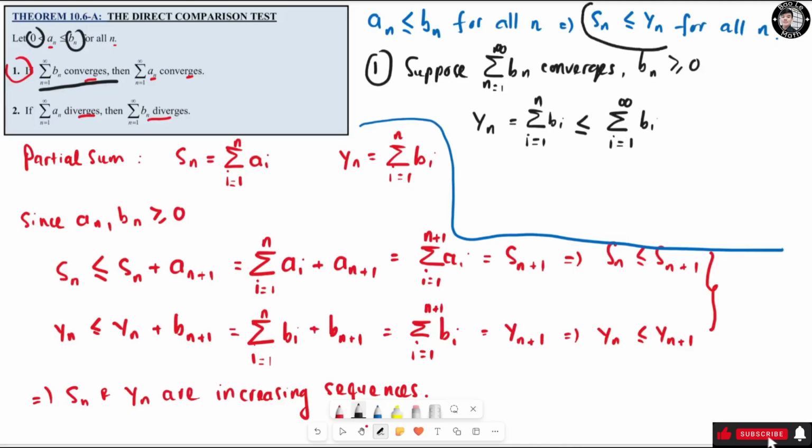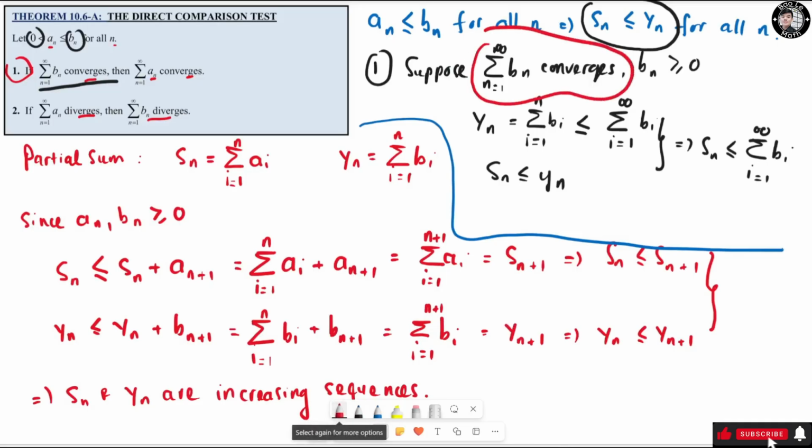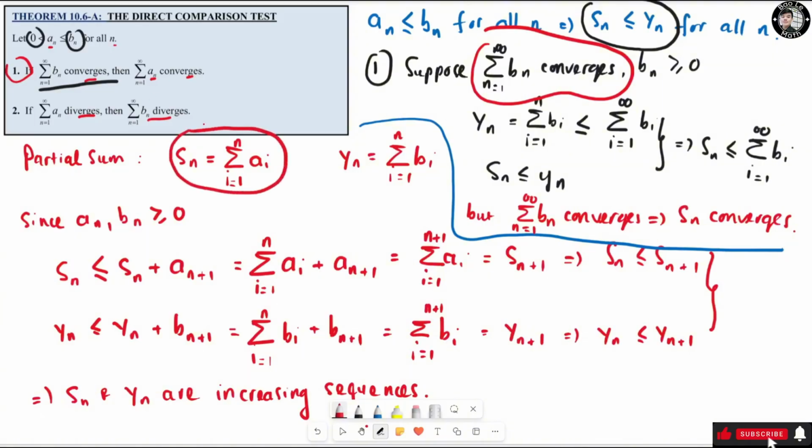But s sub n is less than or equal to y sub n. So from these two we can conclude that s sub n is less than or equal to the series b sub i when i goes from 1 to infinity, by the transitive property. But this series converges, then s sub n converges. But s sub n is the partial sum, so when the partial sum converges, the series must be convergent.